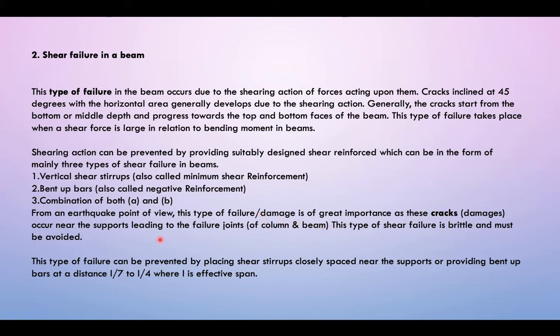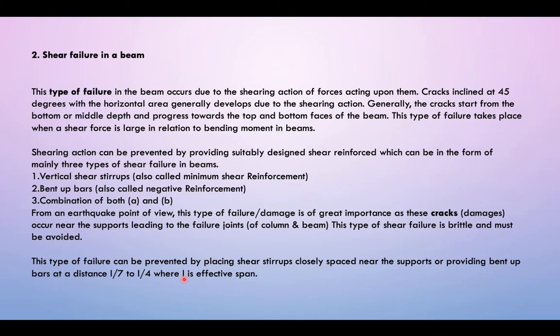From an earthquake point of view, this type of failure damage is of great importance as these cracks occur near the supports, leading to failure at the joints of the column and beam. This type of shear failure is brittle and must be avoided. This type of failure can be prevented by placing shear stirrups closely spaced near the supports, or by providing bent up bars at a distance of L by 7 to L by 4, where L is the effective span.